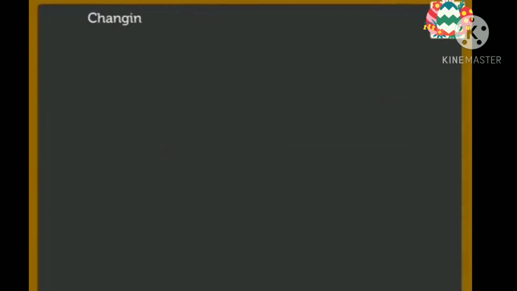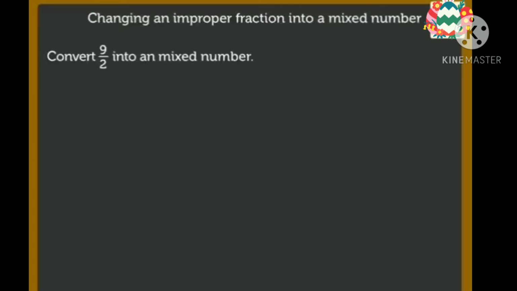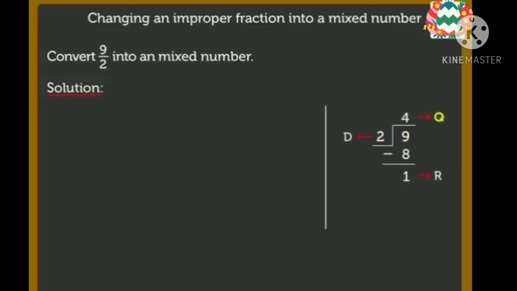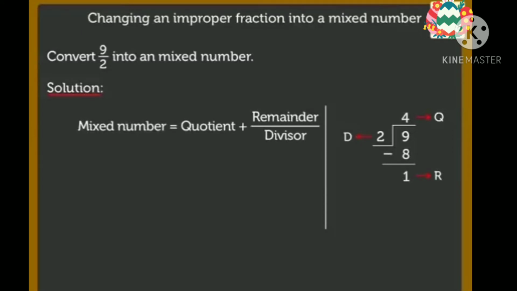Next, we will change an improper fraction into a mixed number. Look at the given fraction. To convert into a mixed number, we divide the numerator 9 by the denominator 2. We get the quotient as 4 and the remainder as 1. We write the mixed number as quotient plus remainder upon divisor. Thus, 9 upon 2 is equal to 4 plus 1 upon 2, which is equal to 4 and a half.